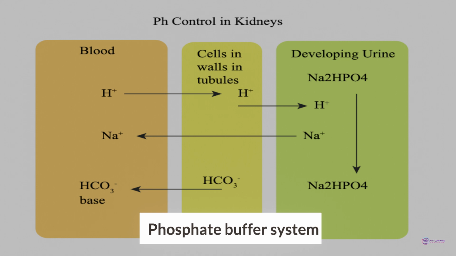In protein buffer systems, proteins such as hemoglobin can act as buffers by donating or accepting hydrogen ions at their amino acid groups. This helps to maintain the pH of bodily fluids and intracellular environments.